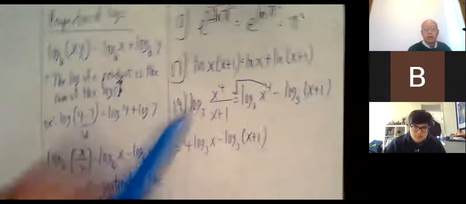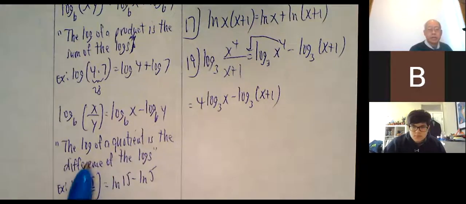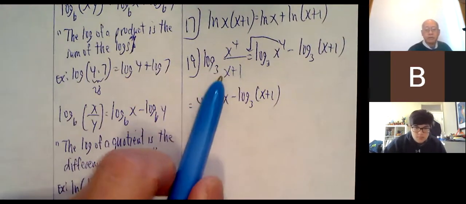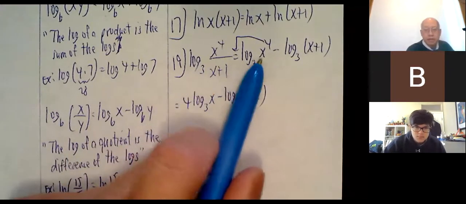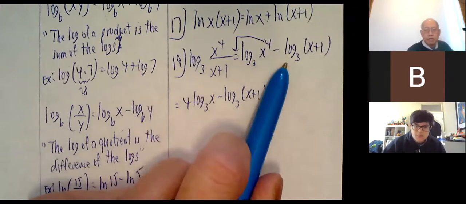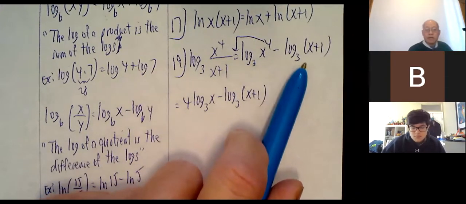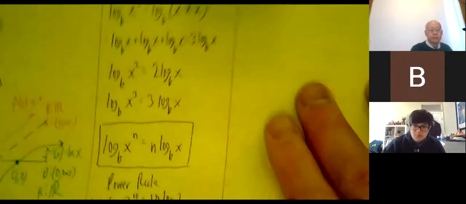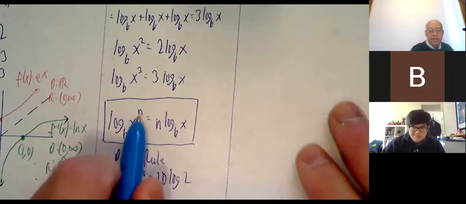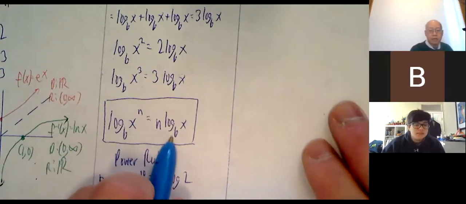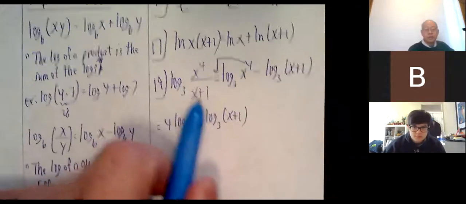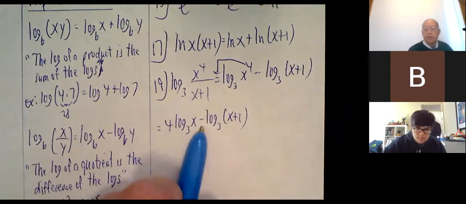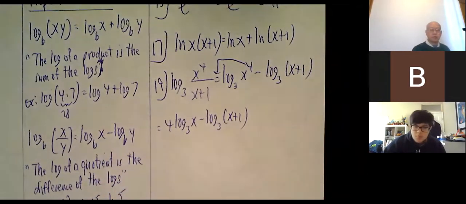Okay, so I'm using this: the log of a quotient is the difference of the logs. So log base 3 of x to the 4th over x plus 1 is log base 3 of x to the 4th minus log base 3 of x plus 1. And then with that 4, I'm now using the power rule. Log base b of x to the n can come down in front, n log base b of x. That 4 comes in front, so 4 log base 3 of x minus log base 3 of x plus 1. And there we go.